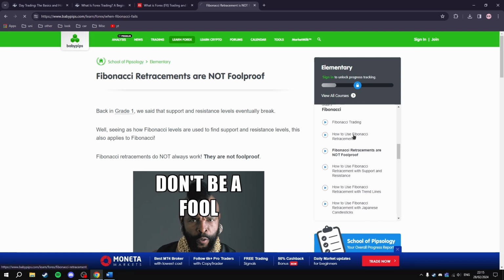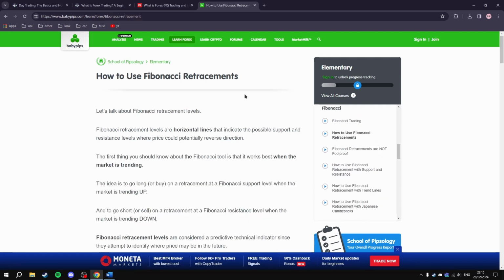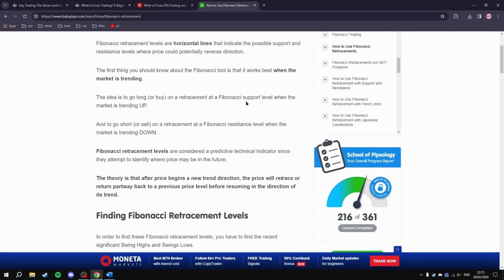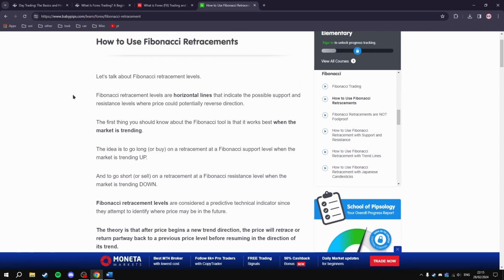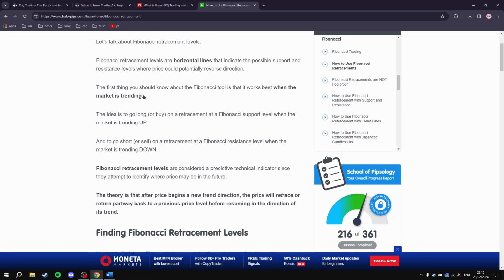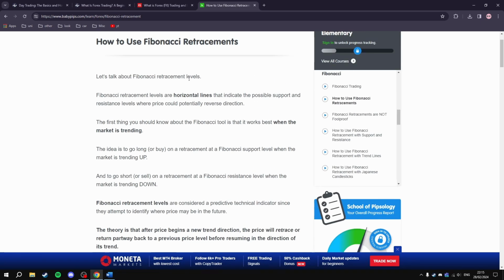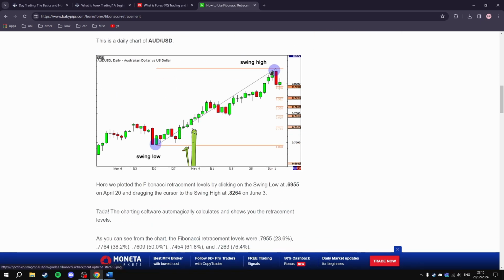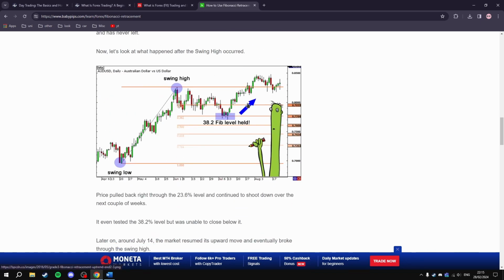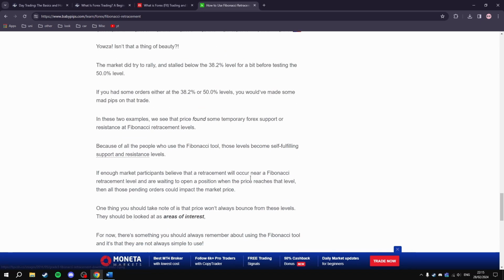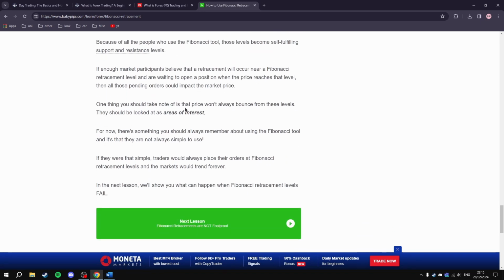So in the last video we went through how to use Fibonacci retracements. We learned what the Fibonacci pattern is. It's basically every third number is the previous two numbers added up together. We got the Fibonacci retracement levels, and I think the main thing we got from that is we don't really know where the bounce could be, so they should always be looked at as areas of interest.